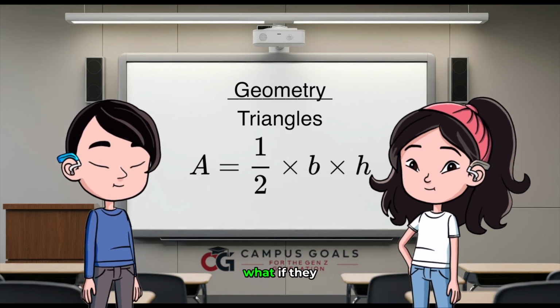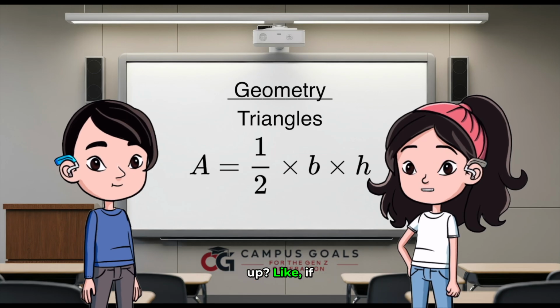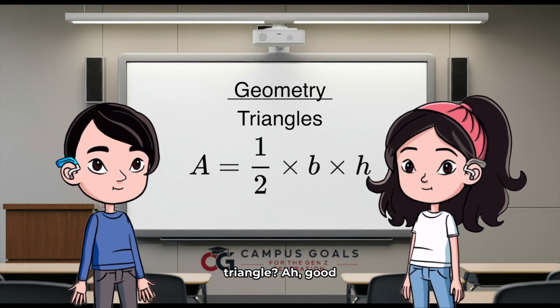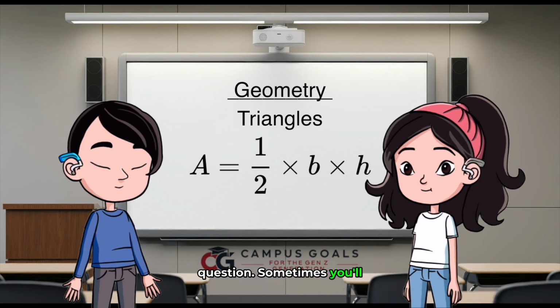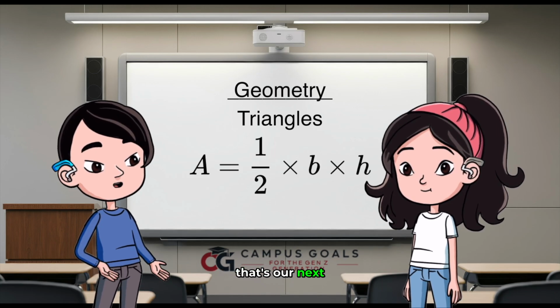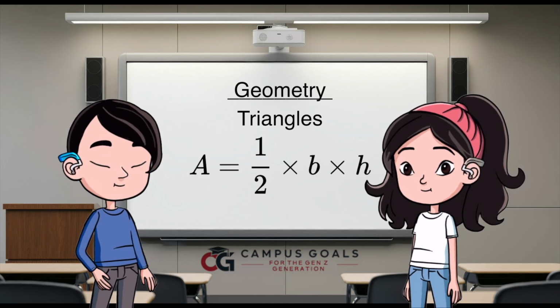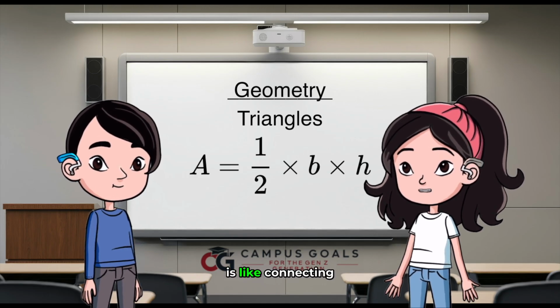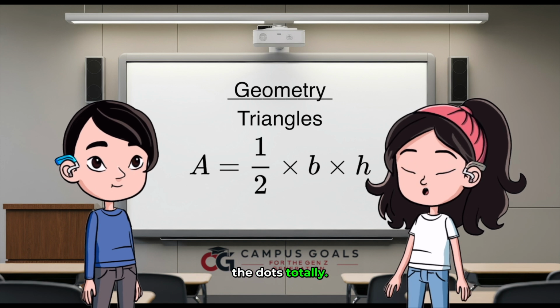Wait, so what if they don't give you the height straight up? If it's a weird triangle? Good question. Sometimes you'll need to use the Pythagorean theorem to find the height, which, hey, that's our next formula. See how this all connects? Wow, yeah. This is connecting the dots, totally.